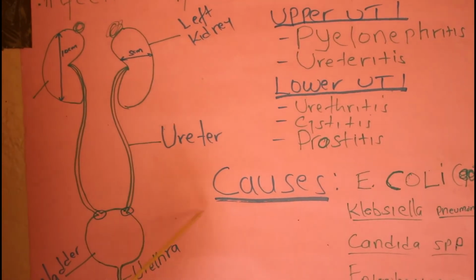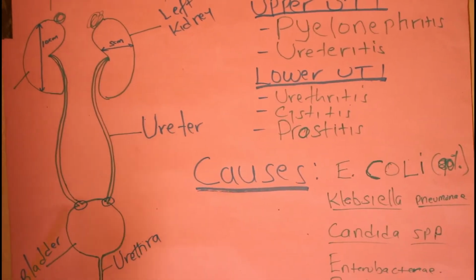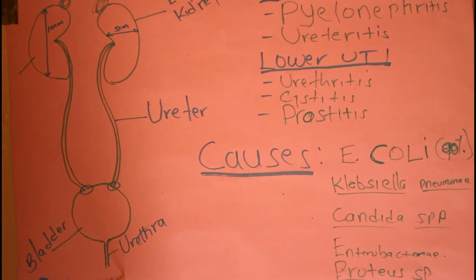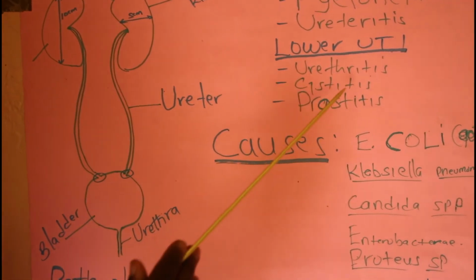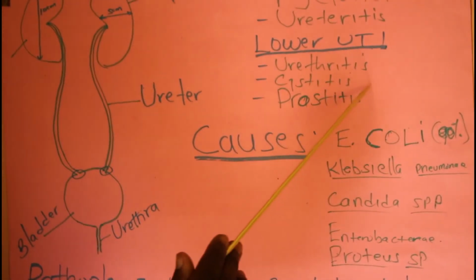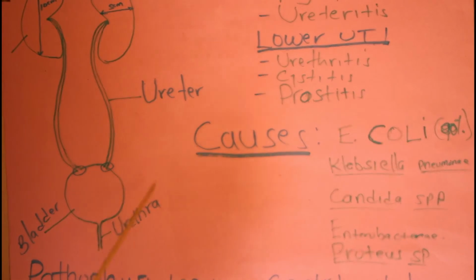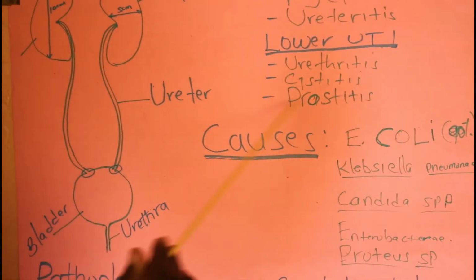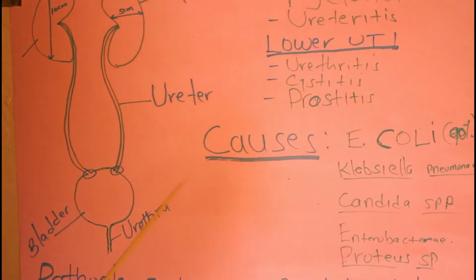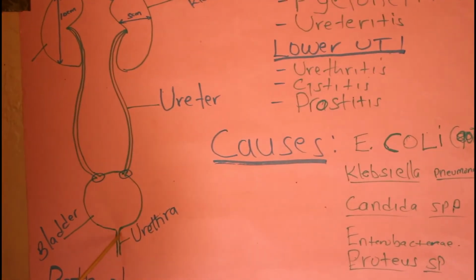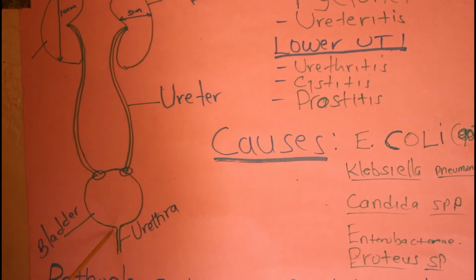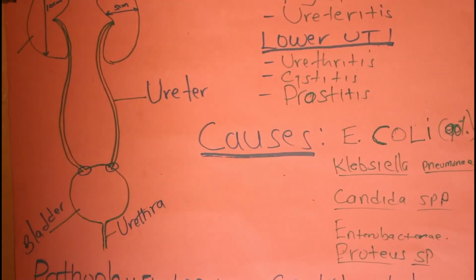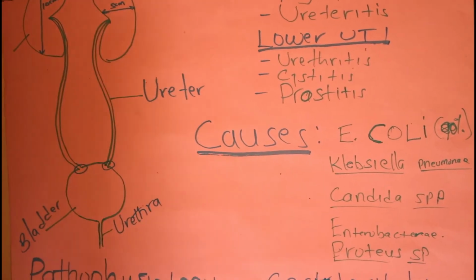And then the lower urinary tract infection comprises the infection of the bladder and urethra. Infection of the bladder is known as cystitis, you can see. Then infection of the urethra is known as urethritis. You can see here we have also added prostatitis, because the prostate gland is just part of this. Beside the urethra, we have the prostate gland located there.